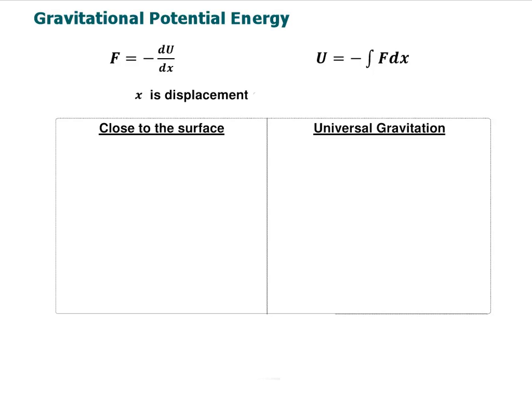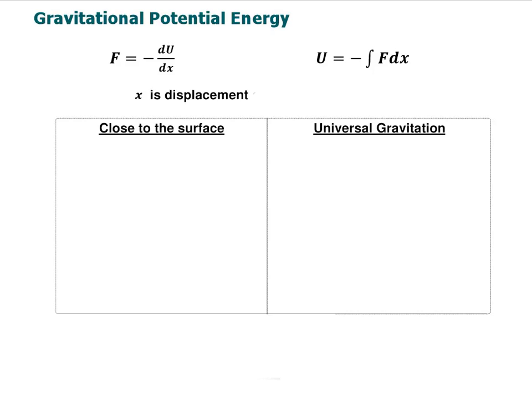So, gravitational potential energy, we learned way back in Unit 3. So way back in Unit 3, we learned that if you know the potential energy function of something over its displacement x, then you can actually calculate the force on that object in that position by taking negative dU/dx. So if you know the potential energy as a function of displacement, then you can calculate the amount of force.